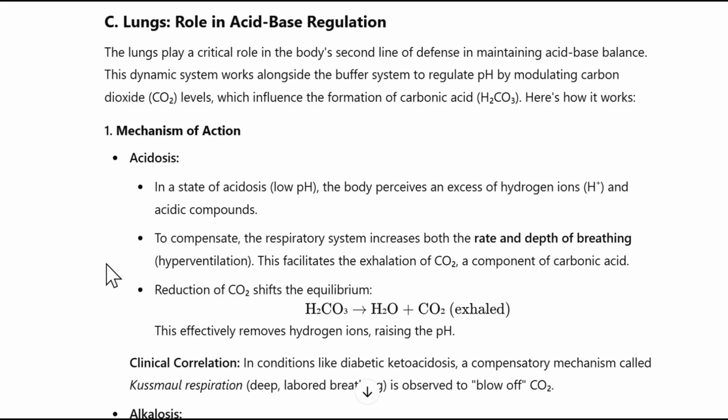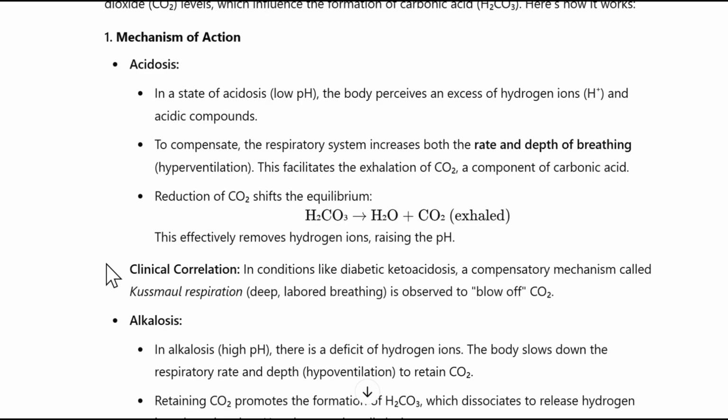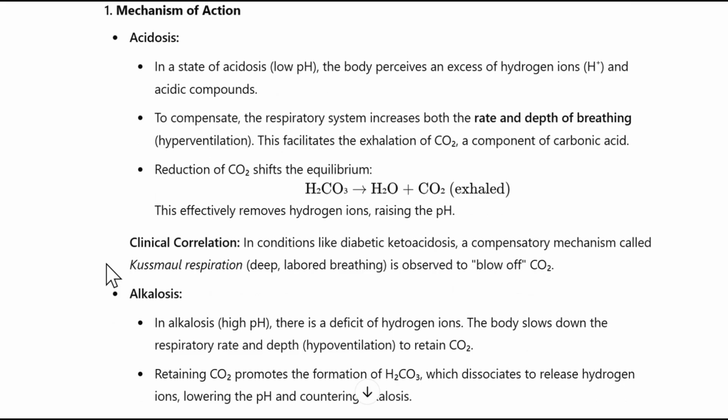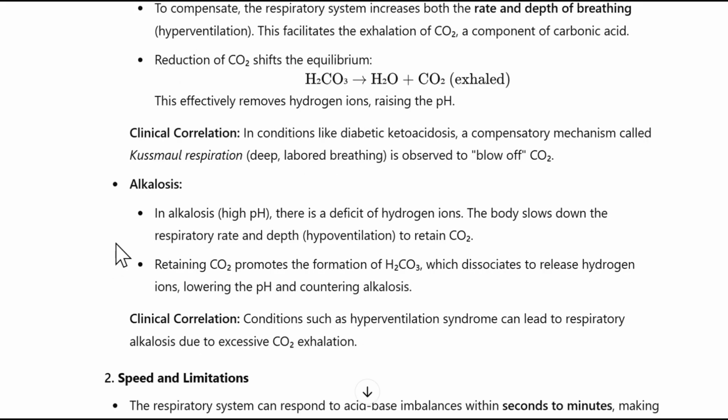1. Mechanism of action. Acidosis. In a state of acidosis, low pH, the body perceives an excess of hydrogen ions, H+, and acidic compounds. To compensate, the respiratory system increases both the rate and depth of breathing, hyperventilation. This facilitates the exhalation of CO2, a component of carbonic acid. Reduction of CO2 shifts the equilibrium, H2CO3 to H2O and CO2 exhaled. This effectively removes hydrogen ions, raising the pH.